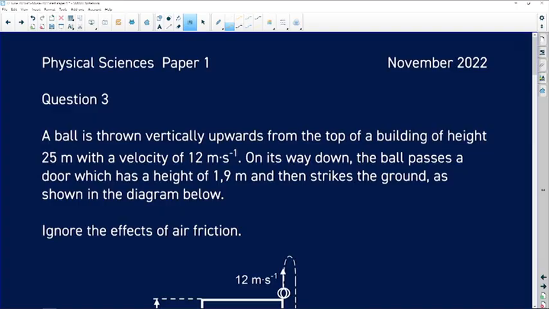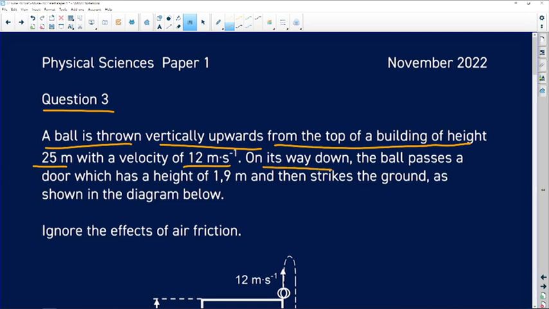Let us now look at question 3 from the 2022 November Physical Sciences Paper 1, which is vertical projectile motion. Question 3: a ball is thrown vertically upwards. What we need to know is that when a ball is thrown vertically upwards, it will decrease in velocity. Now, from the top of a building which has a height of 25 meters, the velocity of this ball is 12 meters per second.